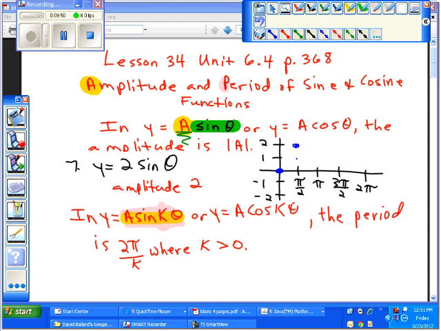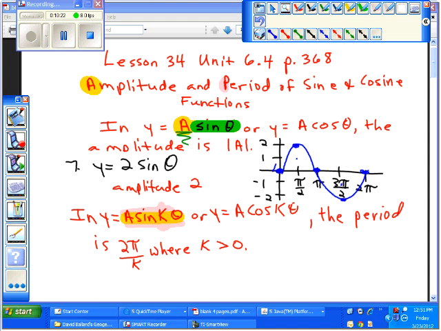What is the sine of pi? 0 doubled is 0. What is the sine of 3 pi over 2? Negative 1, but we're going to double it to negative 2. And what is the sine of 2 pi? Back to 0. And so we can pretty well easily graph that. All we did was used our unit circle and doubled all of our y values, right? Any questions on that?